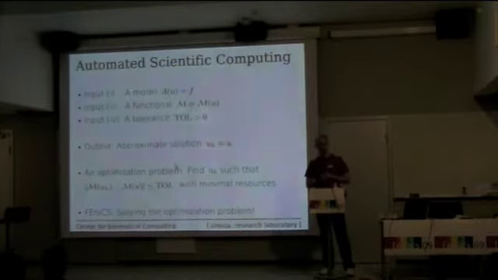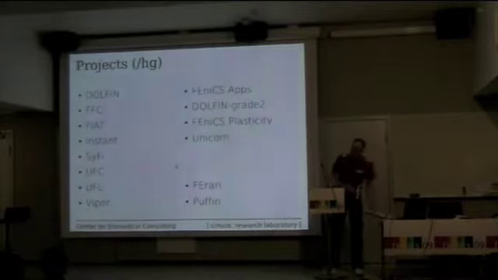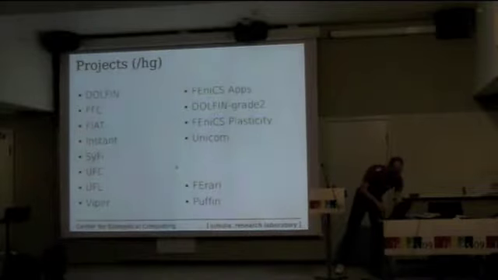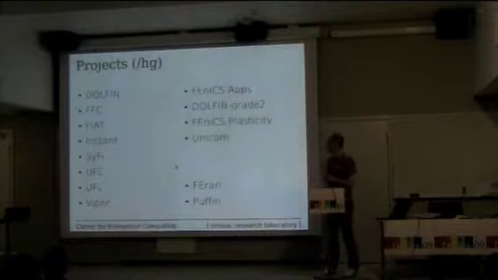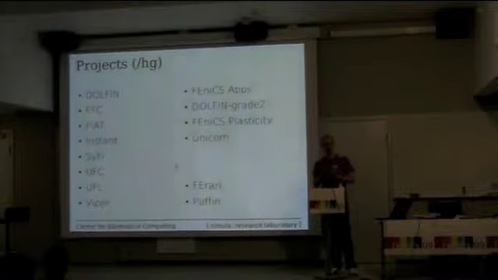And to solve this optimization problem, we have created a quite large number of components. So you recognize these components: Dolphin, FFC, Fiat, Instant, Sci-Fi, UFC, UFL, and Viper. These are the sort of core components of FEniCS.